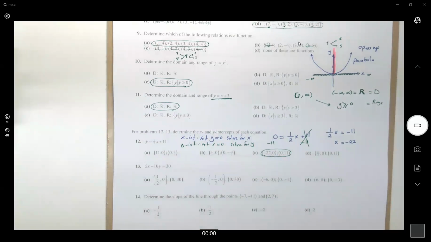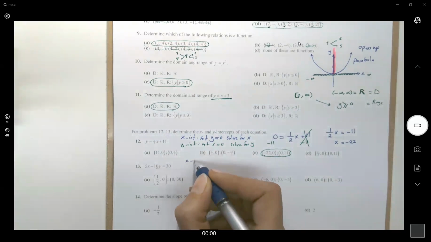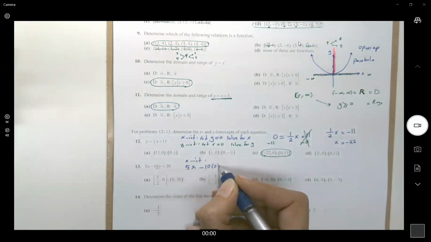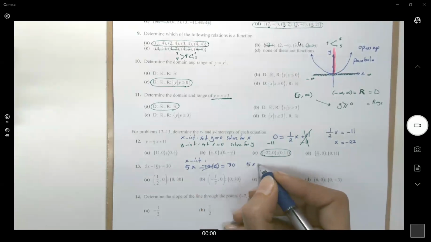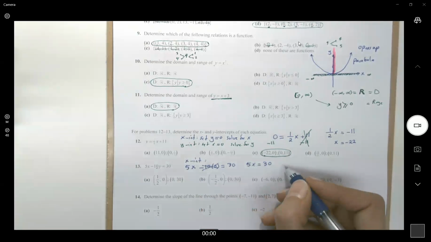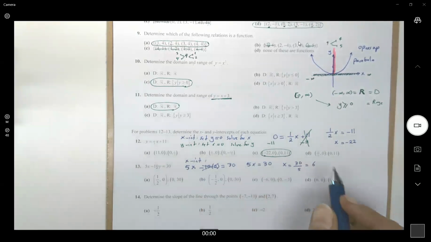Number 13, the same process. To find the x-intercept, set y equal to 0. So I'm finding the x-intercept. 5 times x minus 10 times 0 is 30. 10 times 0 is always 0. So you get 5x equals 30. To get rid of 5, divide everything by 5. So x becomes 30 divided by 5, or 6. So my x is 6, my y is 0. So far it seems 6 and 0 is the correct answer, D.